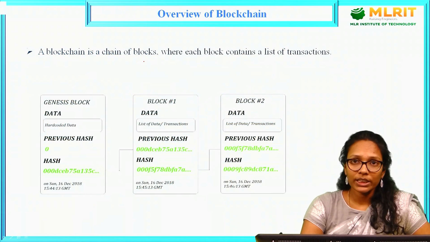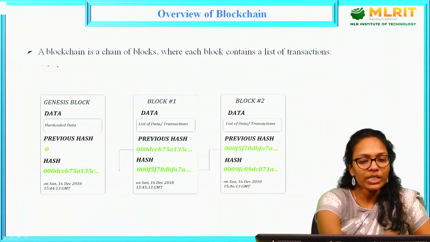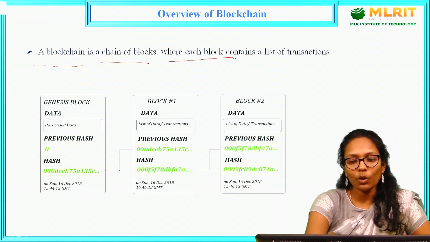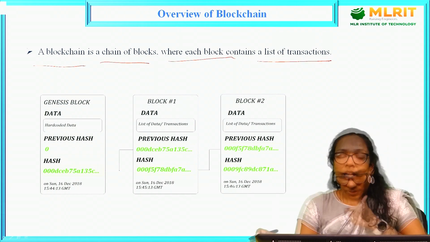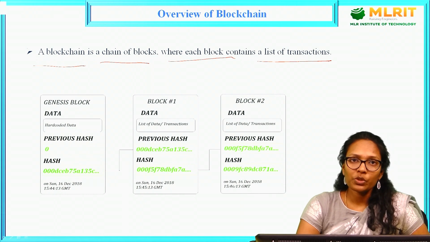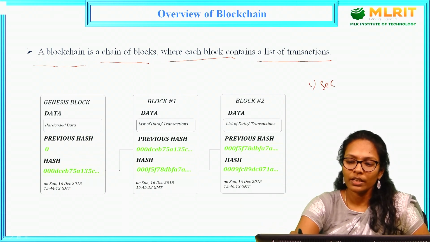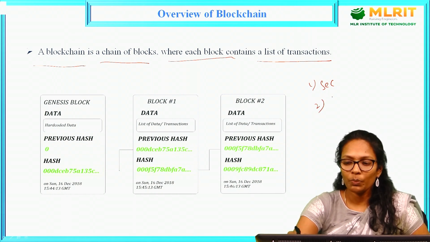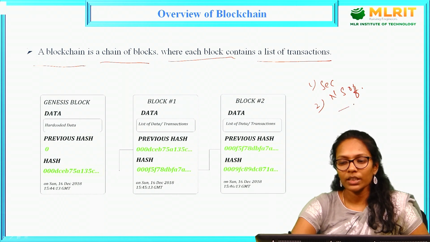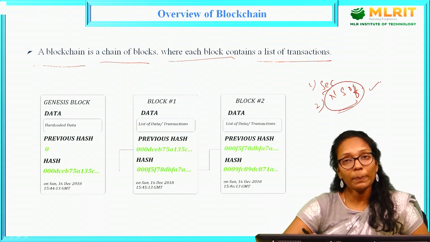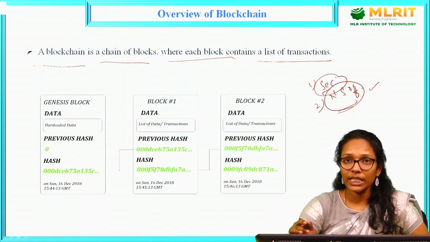Coming to the other definition of blockchain: a blockchain is a chain of blocks where each block contains a list of transactions. Everyone is using blockchain for two purposes: one is security, and the other is that there is no single point of failure. This point we covered in the previous slide. And coming to the security.